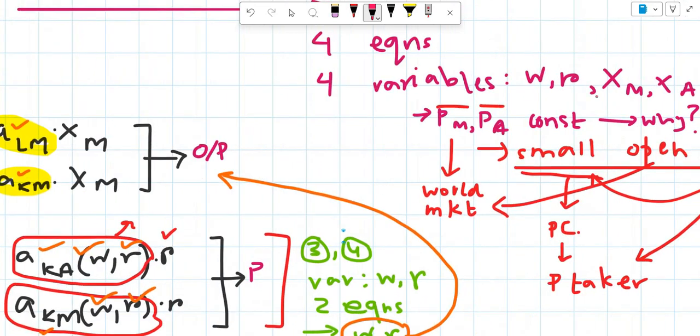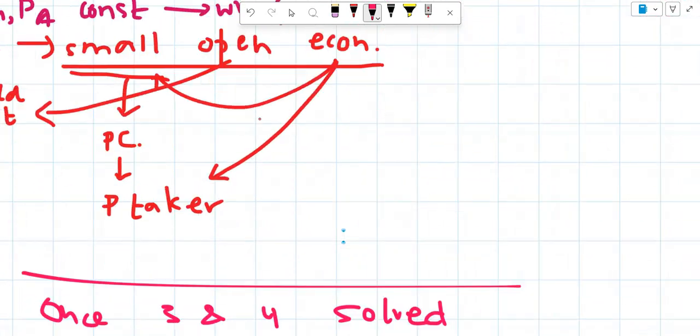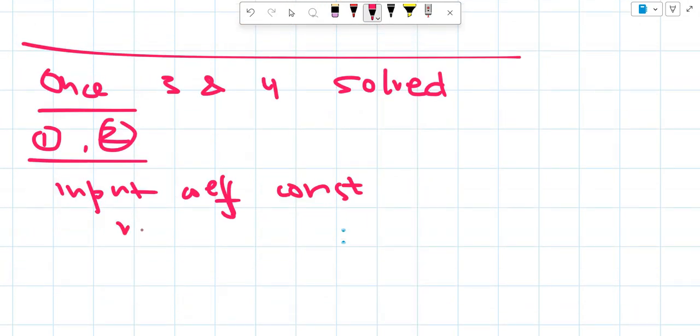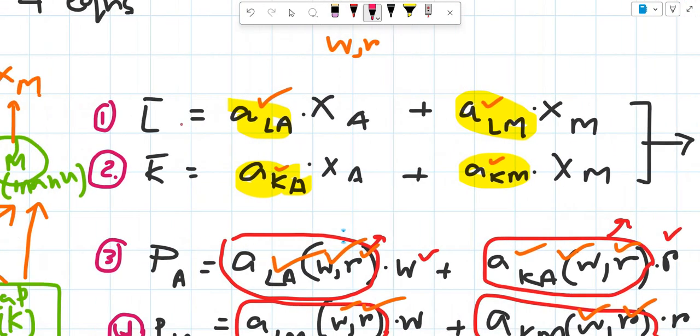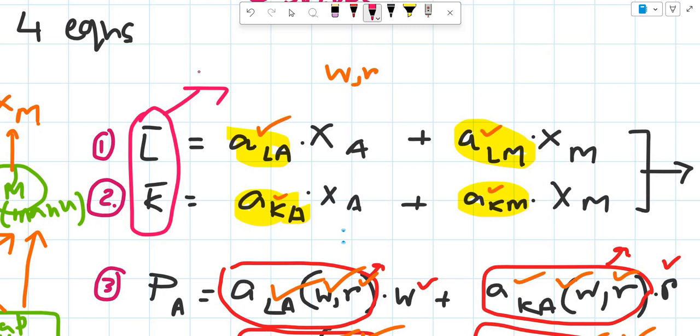XA, XM, remember these are variables. So the variables are XM and XA. L and K are of course given. They are literally endowments. I've put a bar above them. You have no possibility of thinking that they are not constant. So these are also constant.